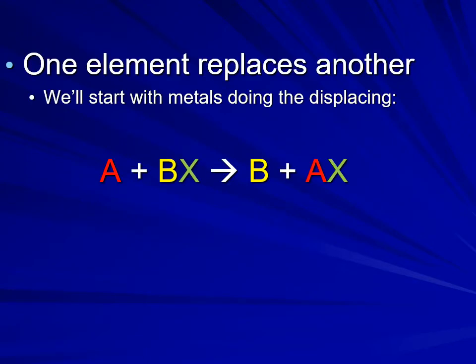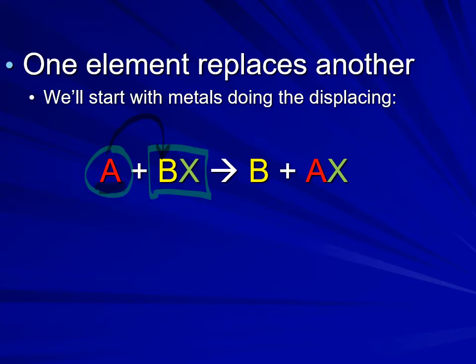So a single displacement reaction is when you have one element replacing the other. The generic way of looking at them is you'd have something by itself, and then you'd have something in the form of a compound, or at least written down as a compound. It may be dissolved in solution, so it may be separated, but it'd be written down in your formula like a compound would be. And what's going to happen if the reaction occurs is that one of them will replace the other, and they will replace things that are like them.